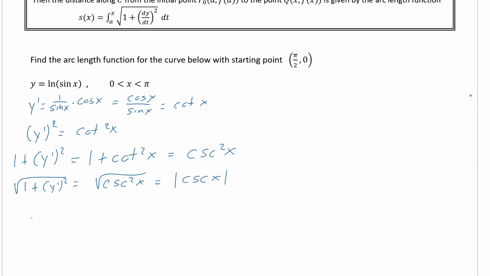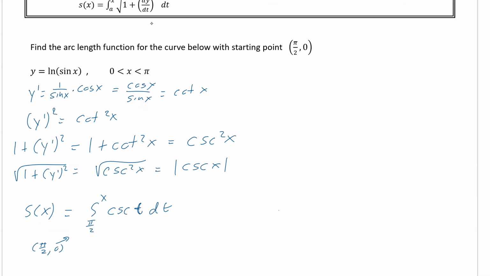So our s of x that we're trying to find will be from pi over 2, because that is our starting point. We are starting at pi over 2, comma 0. And then we're going to go to x. Now our x is between 0 and pi. And so between 0 and pi for sine, which is the reciprocal of cosecant, we're going to end up with a positive. So we can just use cosecant x here. We don't have to worry about the absolute values. But instead of x, we're going to use t, because you can't have an x and plug in an x. So cosecant t dt. So we're just changing the letter so that it works.